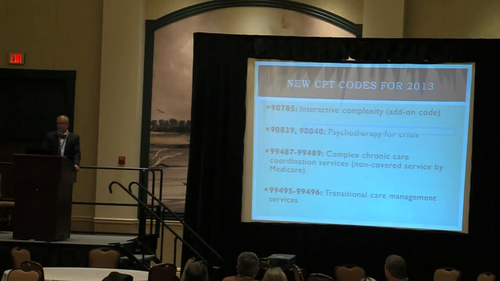So here are the new CPT codes: interactive complexity add-on, psychotherapy codes for crisis. There are complex care coordination services, which most of the payers aren't covering right now, and transitional care management, which most payers aren't covering either. I won't go into them right now because the basic codes are complicated enough. That's for another presentation.